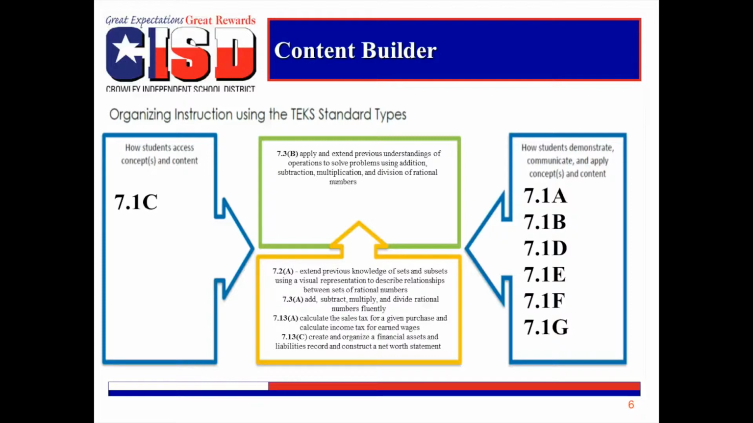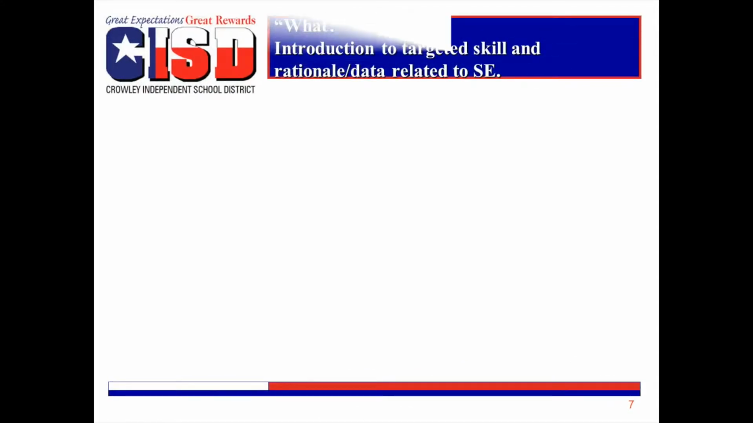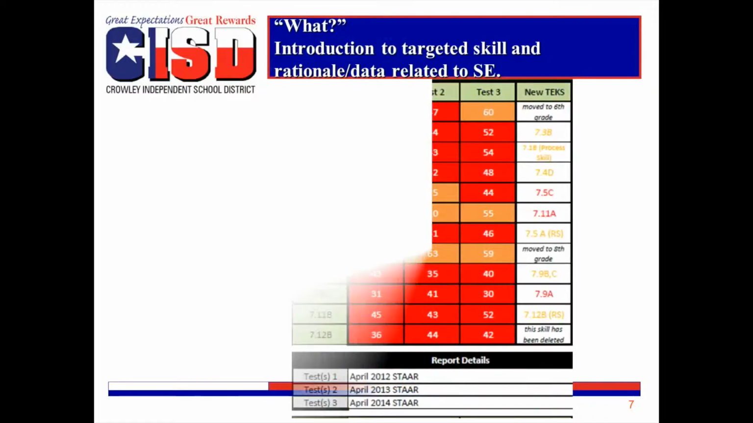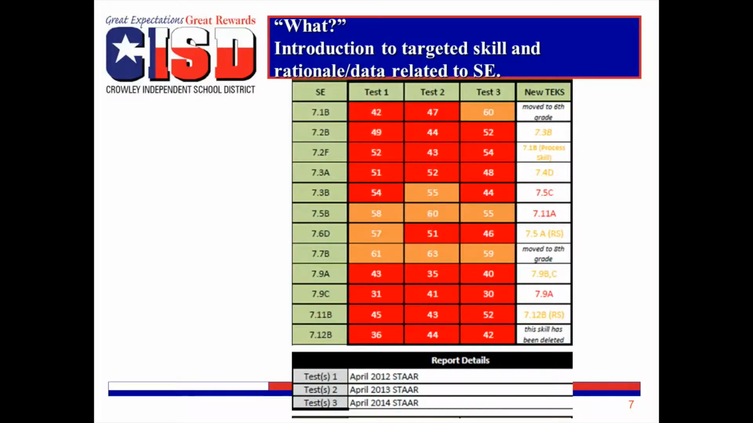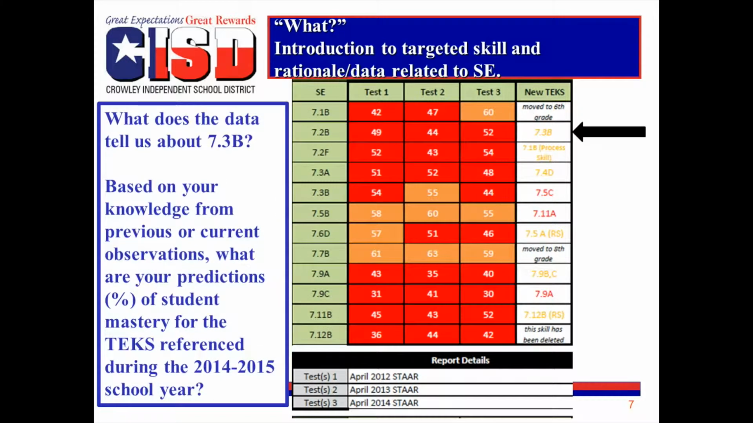Notice for this unit, there is one readiness standard, which is 7.3b. As part of the PLC process, we identify the what, which is our hotspot for the first 6 weeks. The curriculum preview will target 7.3b. Based on the heat map displayed, please pause and discuss. What does the data tell us about 7.3b?